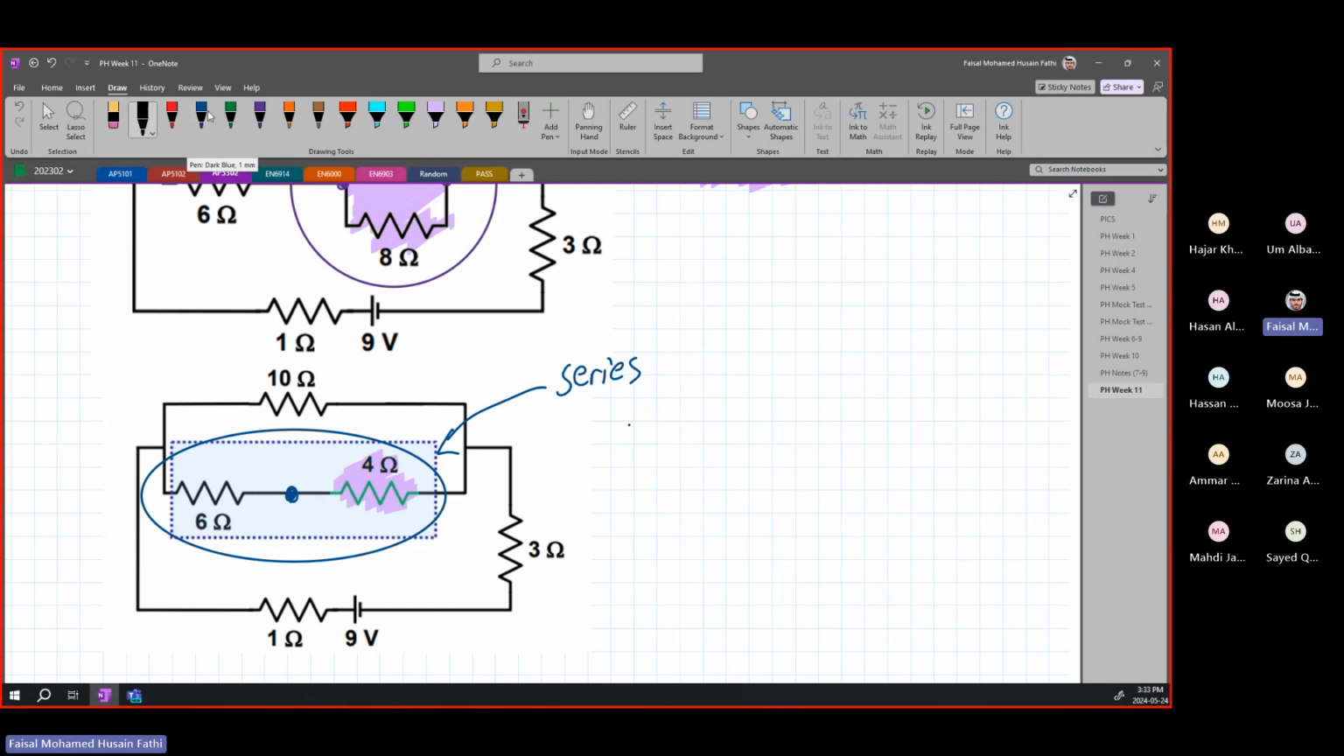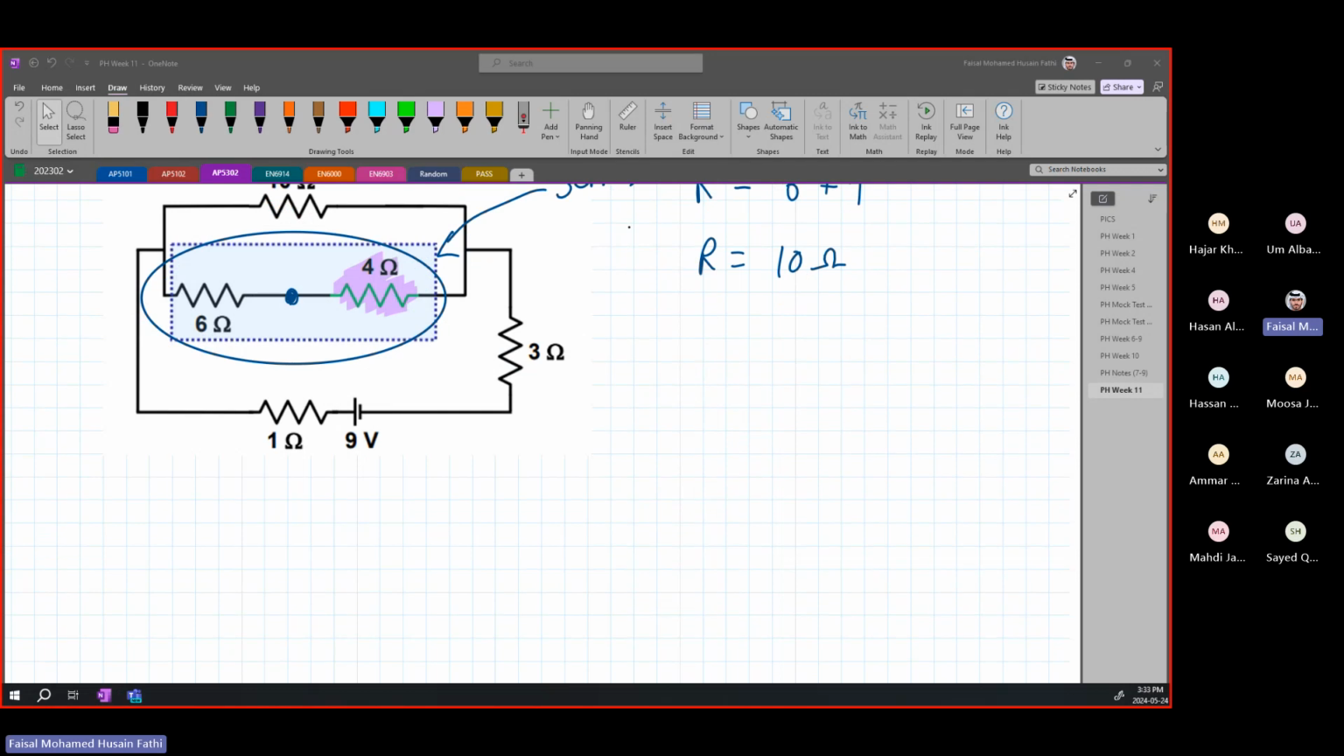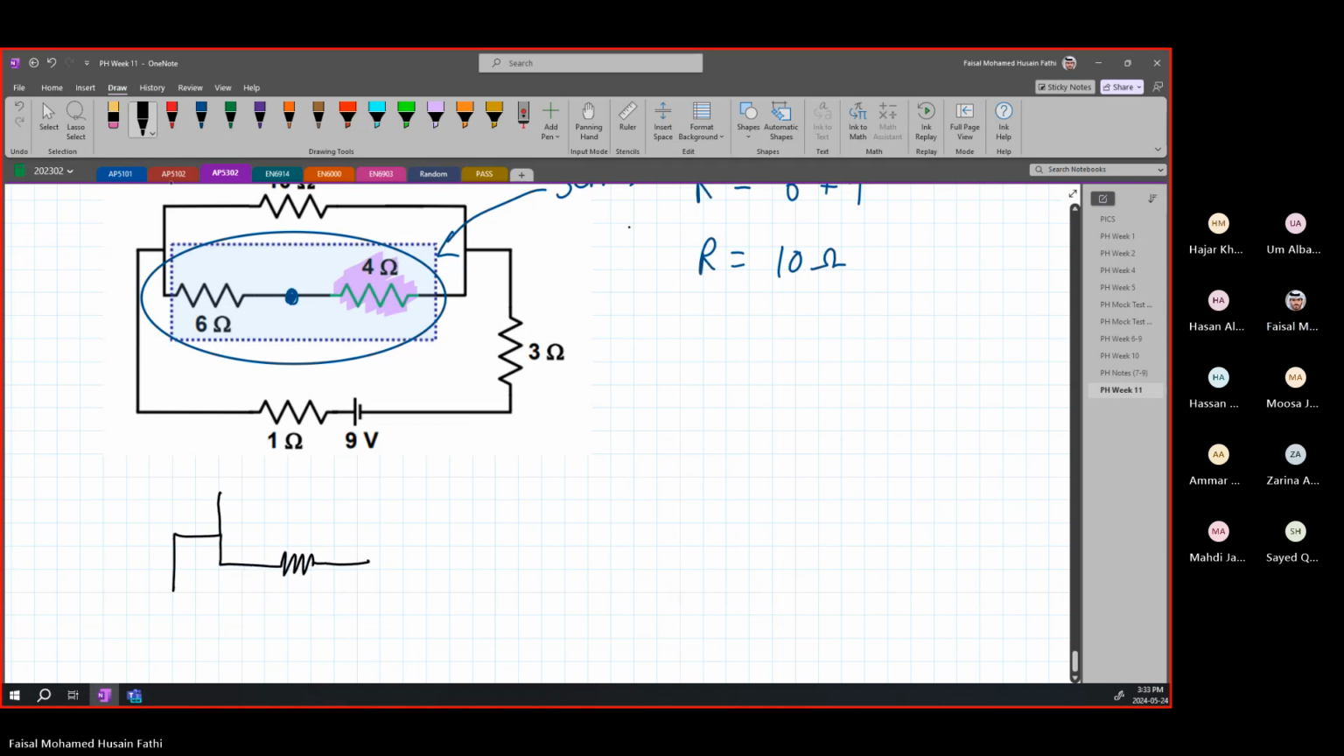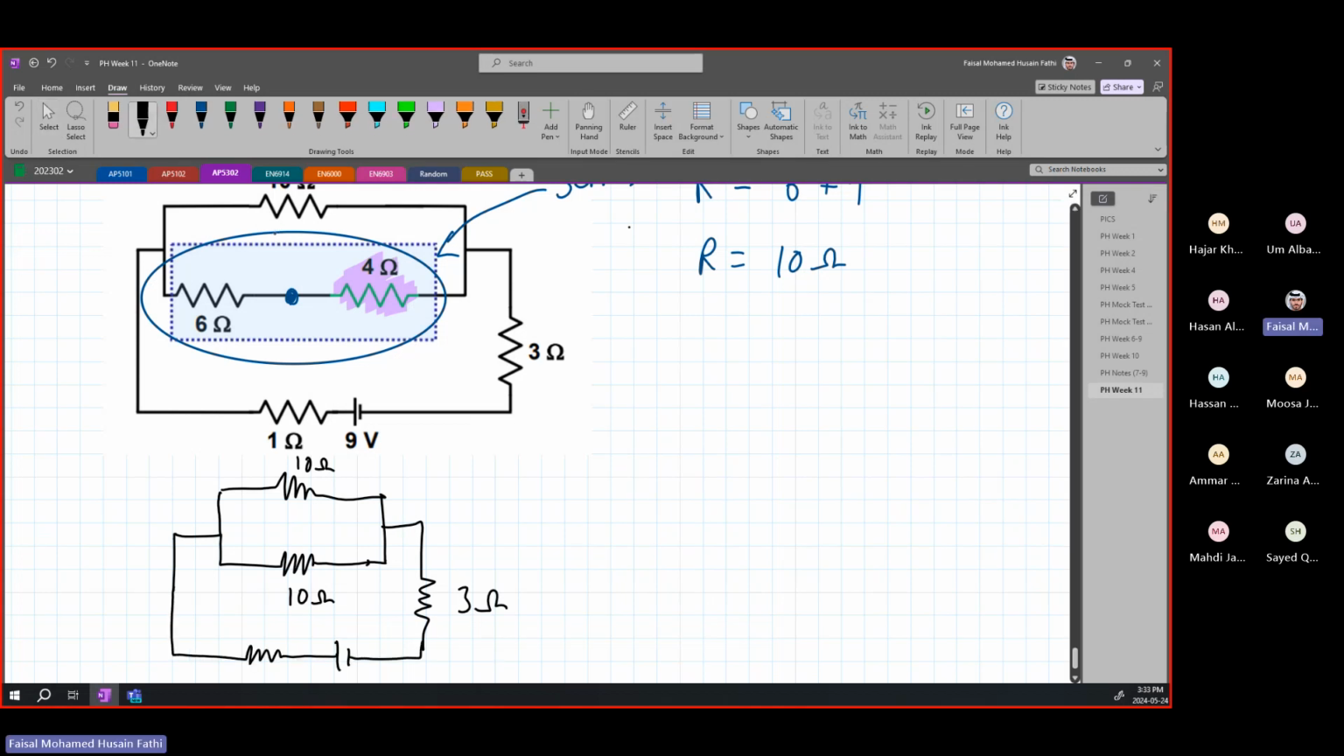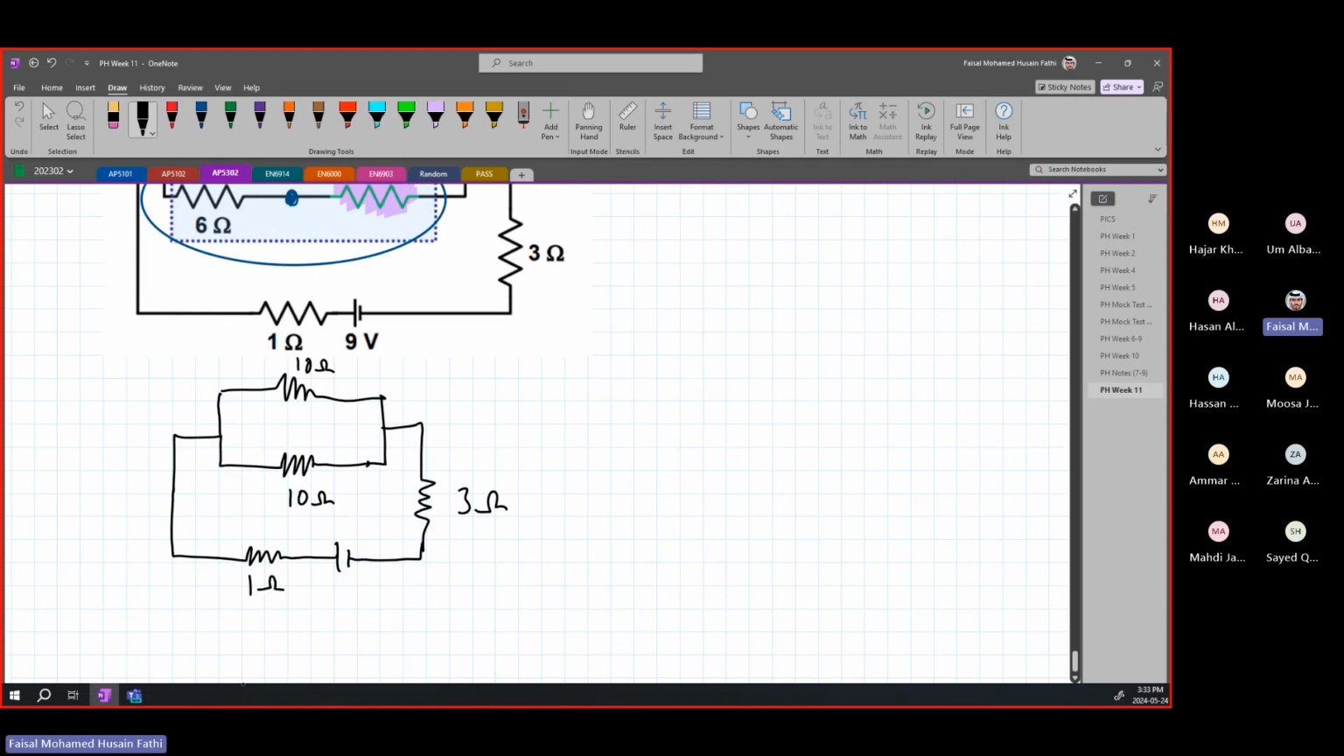How do you simplify for series? R is going to be equal to 6 plus 4. So R is going to be equal to 10 ohms. So now we can draw it over here. If I just draw it myself, it's going to be something like this, where this is 10 ohms. And this is our 10 ohms that we just found. There's another resistor over here, 3 ohms. And we have our battery over here. This is 1 ohm. And this is 9 volts.